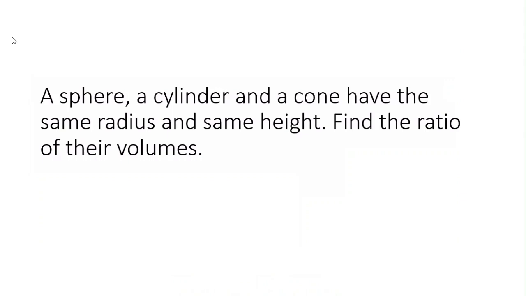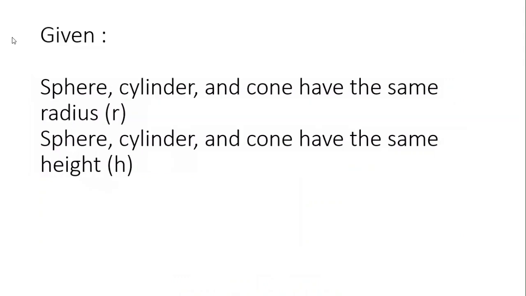A sphere, a cylinder, and a cone have the same radius and same height. Find the ratio of their volumes. So, here what is given? We have one sphere, one cylinder, and one cone. All three have the same radius. Let us suppose it as r, and all three have the same height. Let us take it as h.